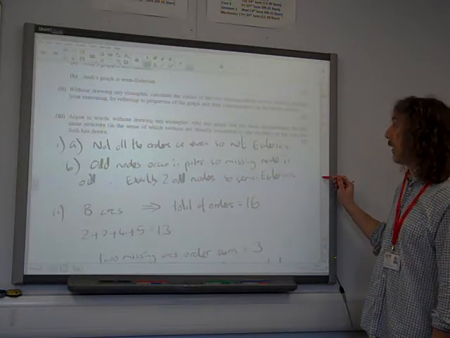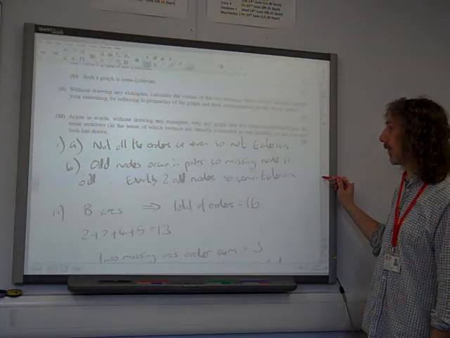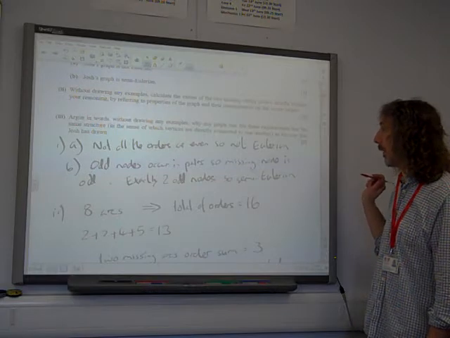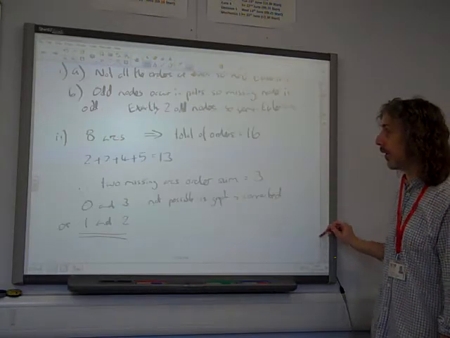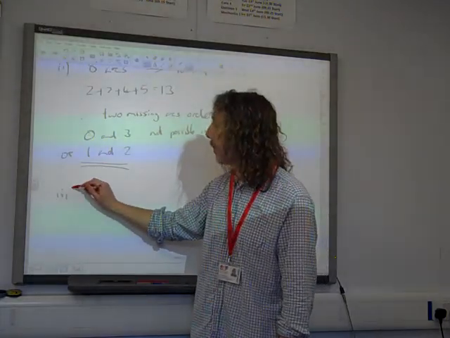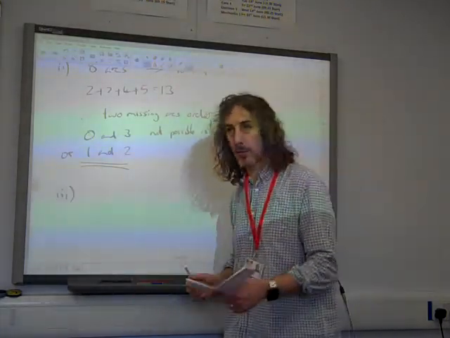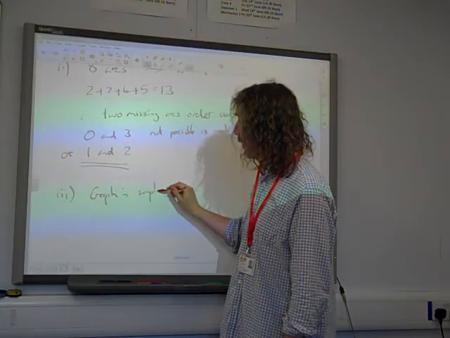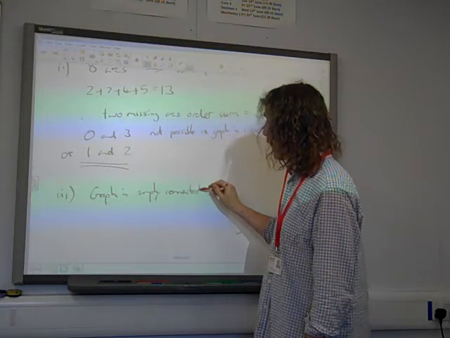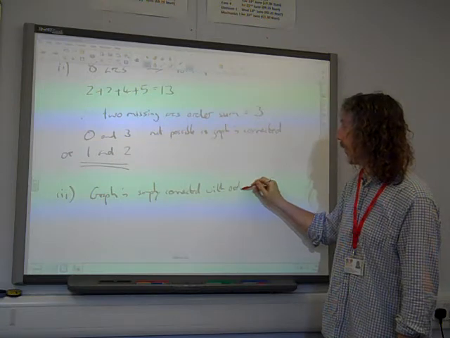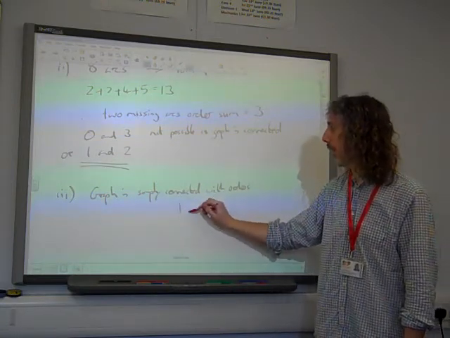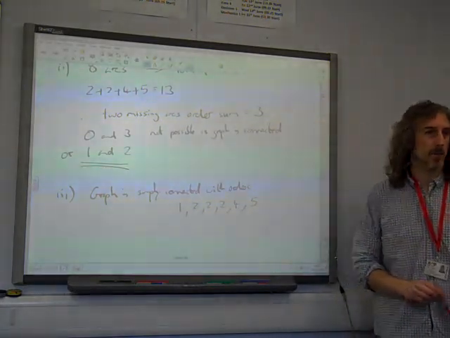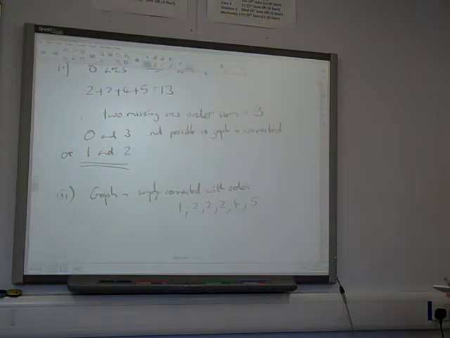The last bit, argue in words, without drawing any examples, why any graph that fits these requirements has the same structure, in the sense of which vertices are directly connected to one another, as the one that Josh has drawn. So we have established, for part 3, that the one that Josh has drawn is simply connected with orders. And we've got the full list now, haven't we? So it's 1, 2, 2, 2, 4, and 5. And they are the orders of all the vertices.